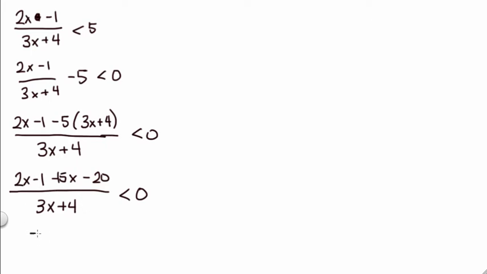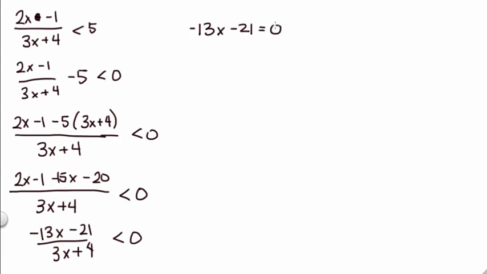So I get (negative 13x minus 21) over (3x + 4) is less than 0, or you can say equal to for now. And so the two things that I need to worry about is when the top is equal to 0, and also I don't want the denominator to be 0, so that's the point that I need to exclude.